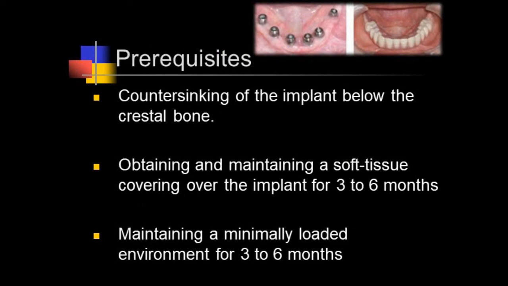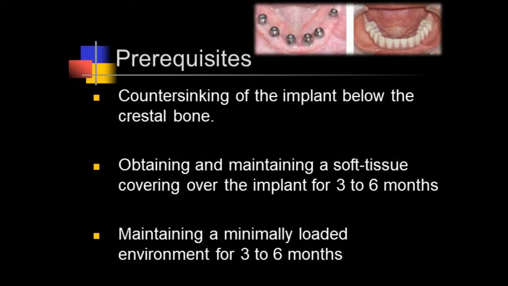So the first one was countersinking of the implant below the crestal bone. Countersinking means the coronal flaring of the implant site. So countersinking of the implant below the crestal bone, obtaining and maintaining a soft tissue covering over the implant for 3 to 6 months. That is, implants are placed in a submerged way with a soft tissue covering over it, and maintaining a minimally loaded environment for 3 to 6 months.